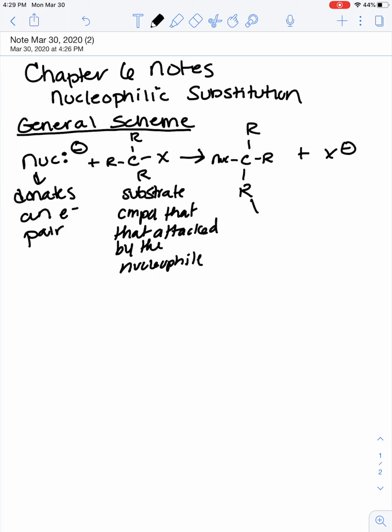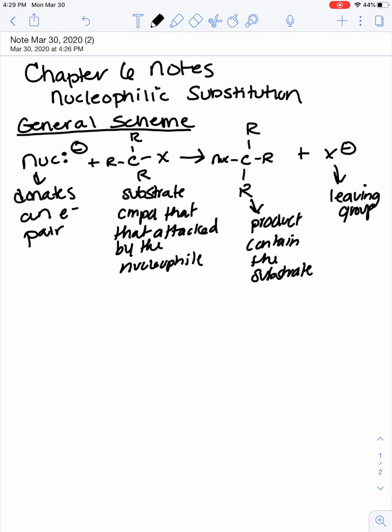We have our substitution product. So here's our product right here. And this is going to contain the substrate. However, we are not going to be seeing the leaving group, and instead of the leaving group, we will see where that nucleophile is attached to that carbon center. The leaving group is shown here. The leaving group is the group that is leaving the substrate. So in the lecture that will be following this lecture today, we will talk about different things that make something a good leaving group or a good electrophile or a good nucleophile.